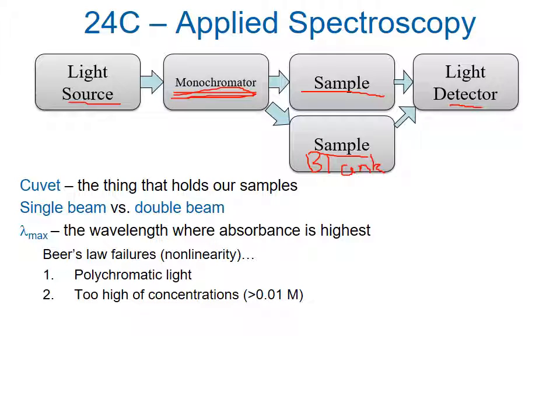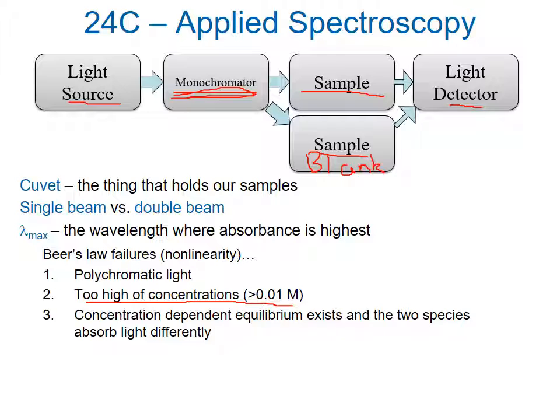We also will have failures if our concentrations are too high. Remember that we're actually measuring transmitted light, and the higher the concentration goes, the higher the absorbance goes. The higher that goes, the less light we'll see, and the harder it is to generate any signal. So if we have concentrations that are greater than 0.01 molar, we'll sometimes start to see deviations from linearity.